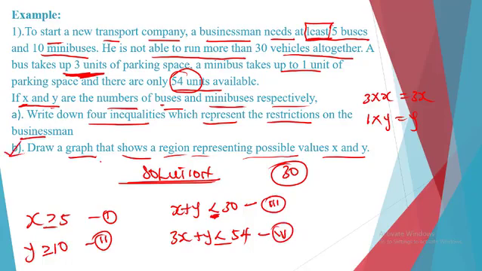When this is formed, we then go over to the B part of the question that said we should draw a graph that shows a region representing possible values of what? X and Y. Okay, so let us go over to the next page.